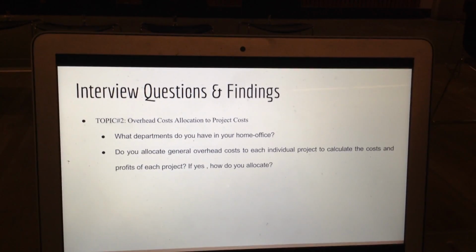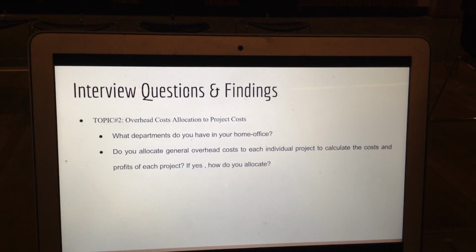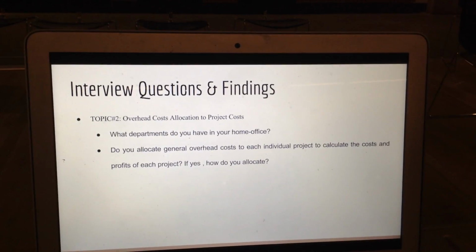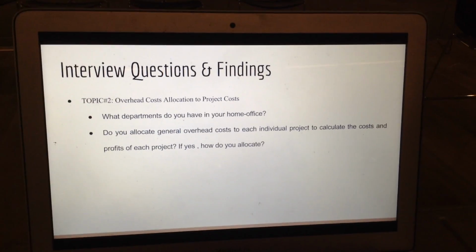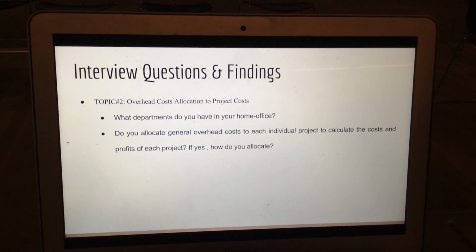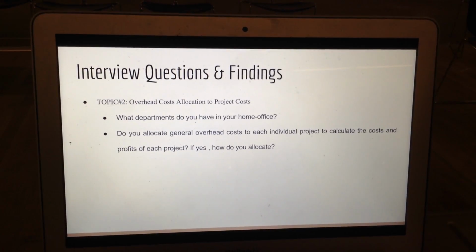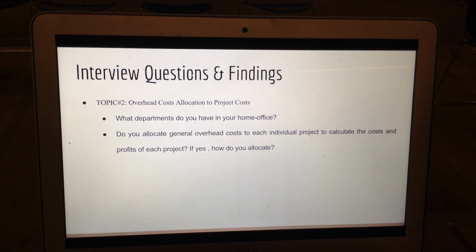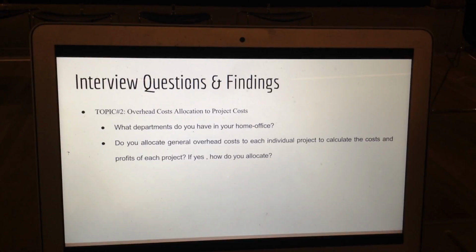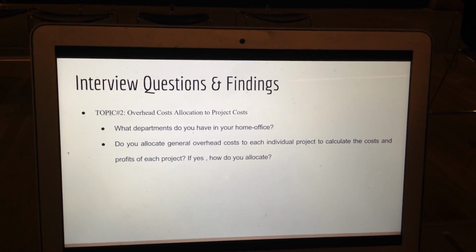The second question is related to the first one: the way the company allocates its general overhead to the project. The way they allocate the overhead costs is they only allocate the overhead costs of the department which provided service to that project. So if a department from the home office wants to allocate its costs to the project, it should actually truly work on the project. Otherwise, its costs will not be covered.